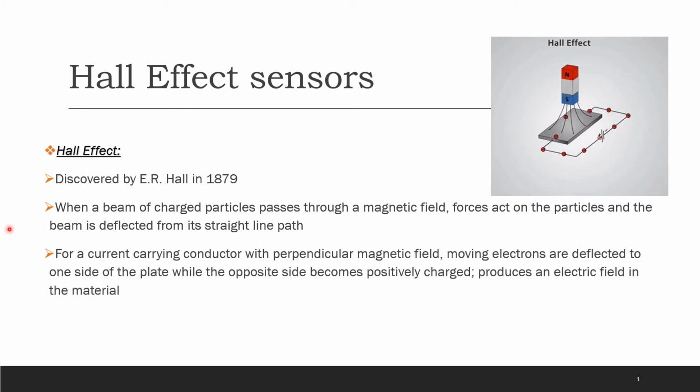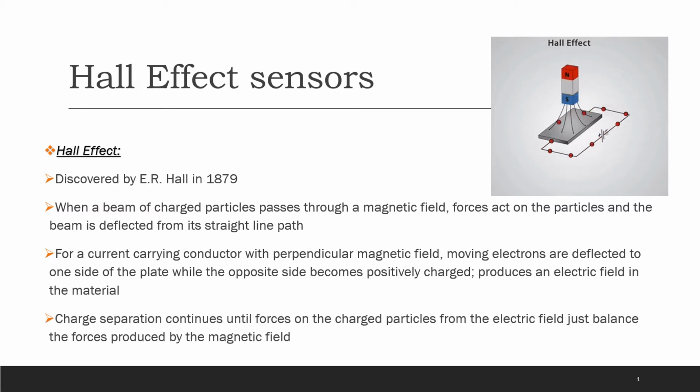So now consider a current carrying plate with a magnetic field applied perpendicular to the surface of the plate. Due to the influence of this applied magnetic field, the moving electrons on the surface get deflected to one side of the plate and make it negatively charged. The opposite side from where the electrons were deflected gets positively charged as there is no electrical neutrality. So because of this charge separation, which was due to the applied magnetic field, an electric field will be produced on the surface of the conductor or the material.